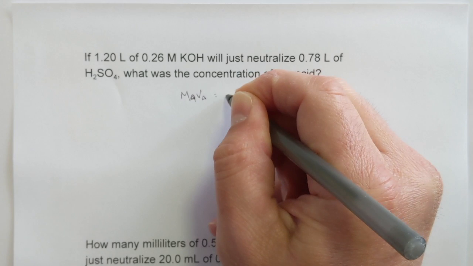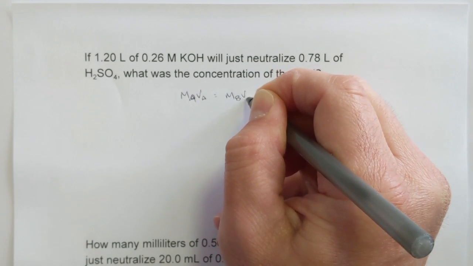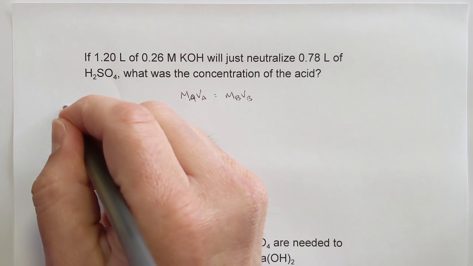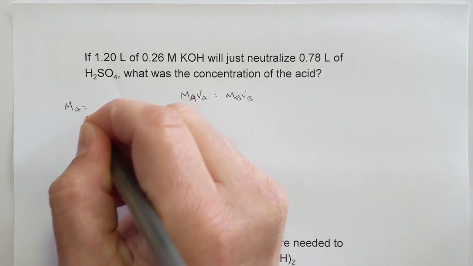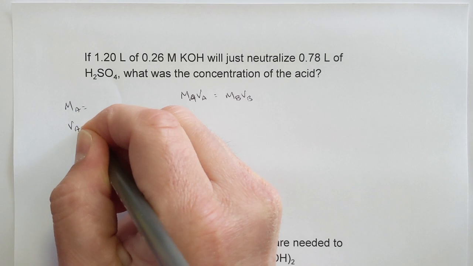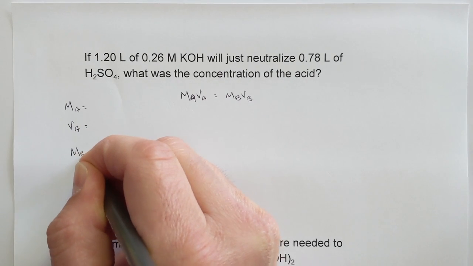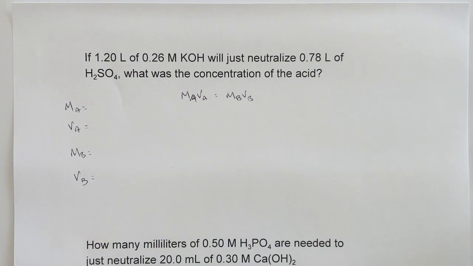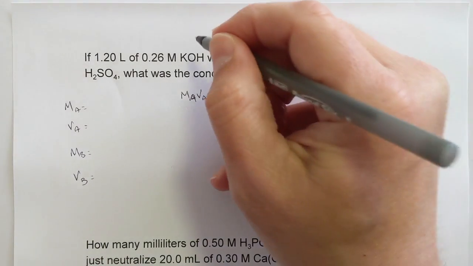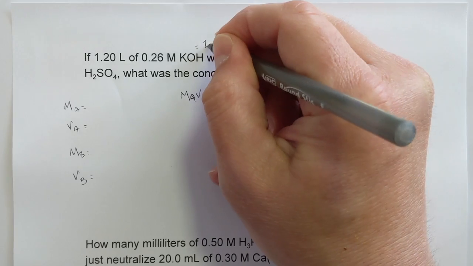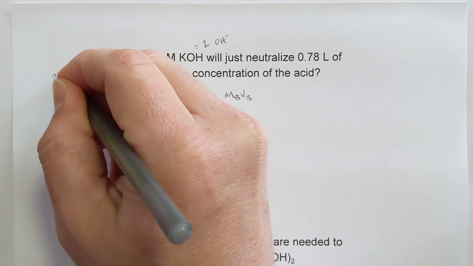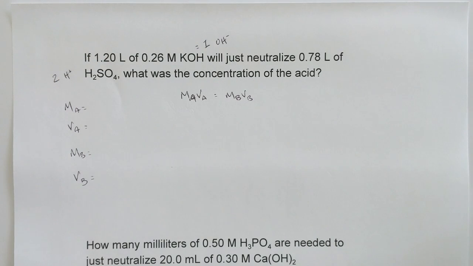MAVA equals MBVB. If we're being specific, though, on our reference table, the MA represents hydrogen ions, not really the acid. In a first-year chemistry class, a lot of our acids and bases have only one hydrogen or one hydroxide. But the KOH here does have 1 mole of hydroxide. The acid has 2 moles of hydrogens, though. So we've got to take that into account here.